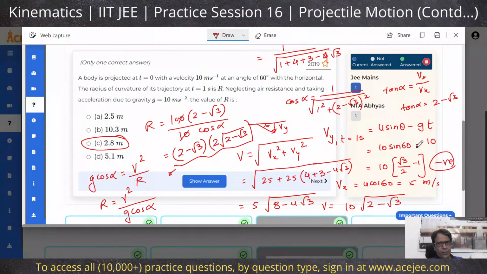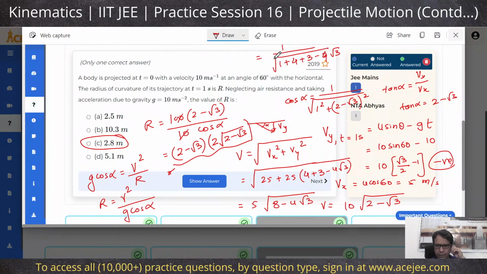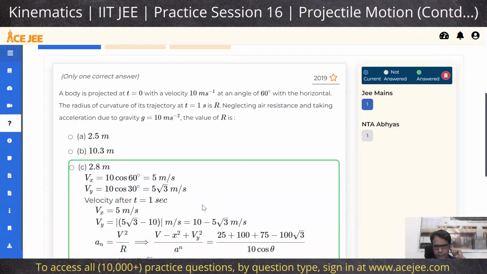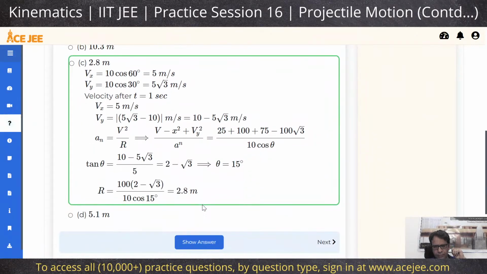Have you approached it slightly differently, or is this what you guys have done as well? So the same method. Okay. Chavi? Sir, just 1 second, the last calculation is left.